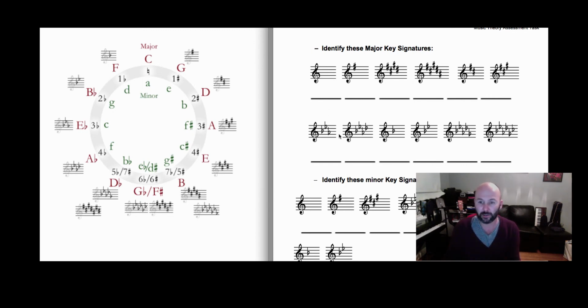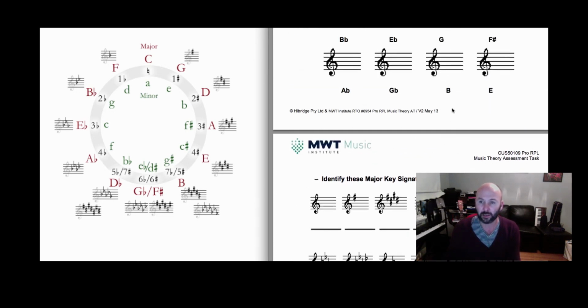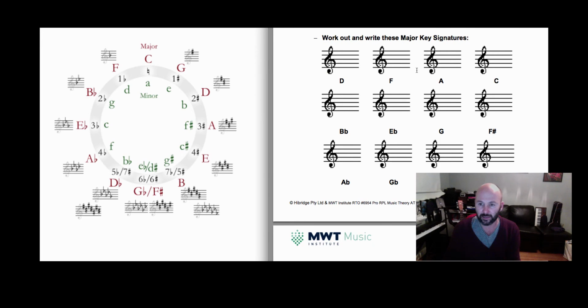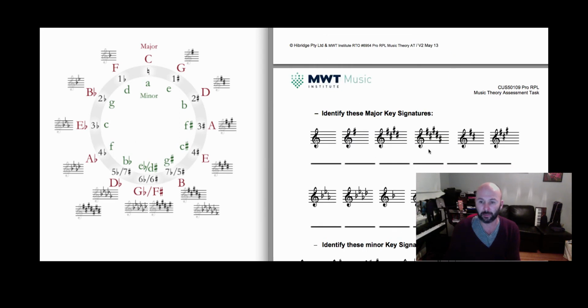The reason that I say to do this part of it first is that once you've done this, you're then asked to write the key signatures into these staves. So all of the answers for the top part, you've already answered in the bottom part. So just match the right one.